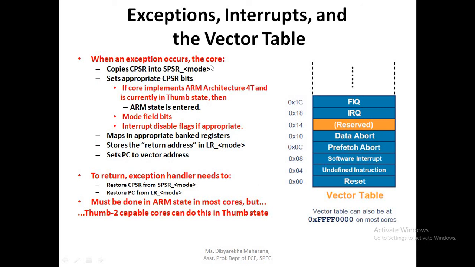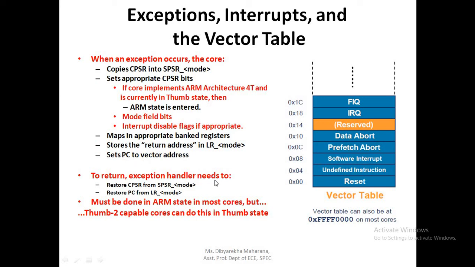When an exception occurs, what happens? The core copies the CPSR into SPSR_mode. It sets appropriate CPSR bits. If the core implements ARM architecture 4T and is currently in Thumb state, then ARM state is entered. Mode field bits, interrupt disable flags if appropriate. It maps in appropriate banked registers, stores the return address in LR_mode, that is the R14 register, the link register. It sets the PC program counter to the vector address.